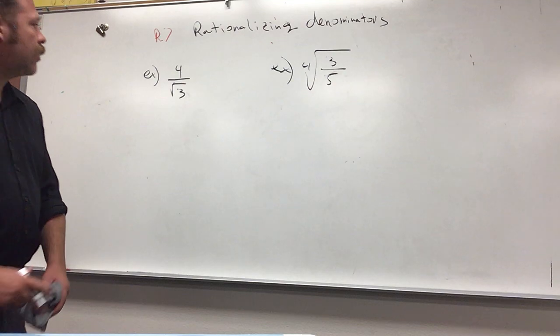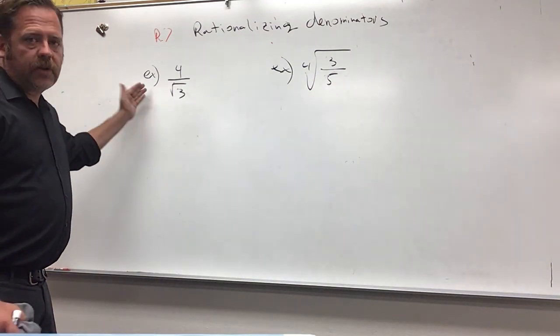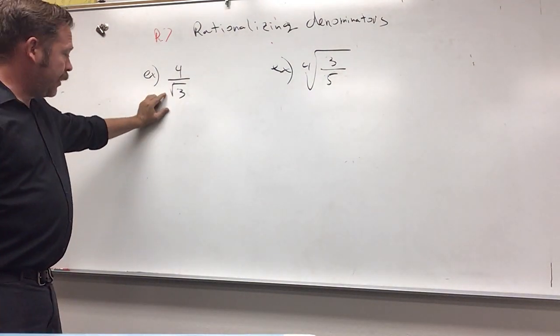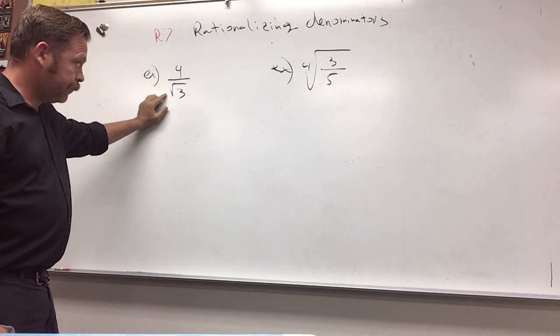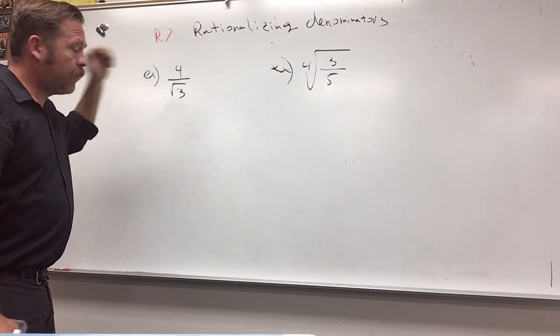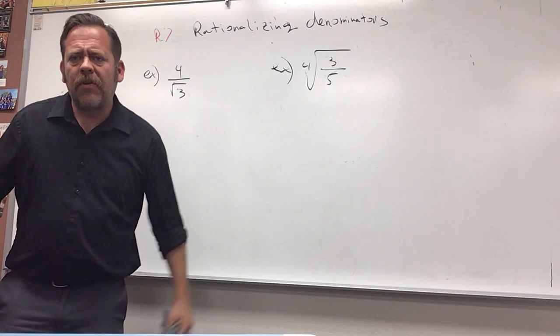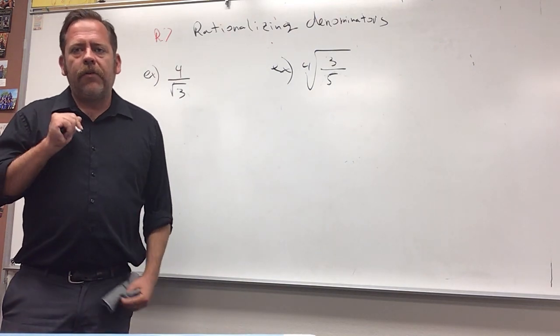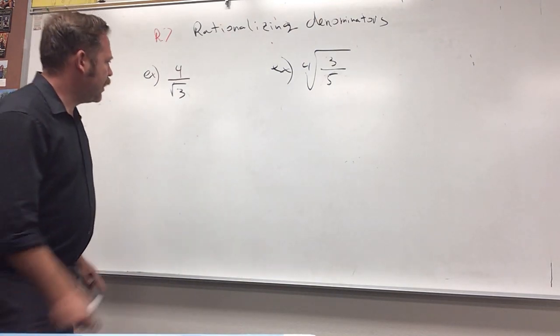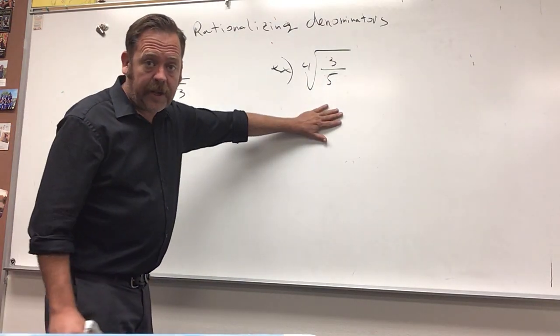Rationalizing the denominator. One of the rules about simplifying radicals is that we can't have a denominator that's radical. So here I have 4 over the square root of 3. This first one's real simple. It's a big time review. You've done it in geometry, okay? But it's a good thing to lead up to this one that's a little more complicated.